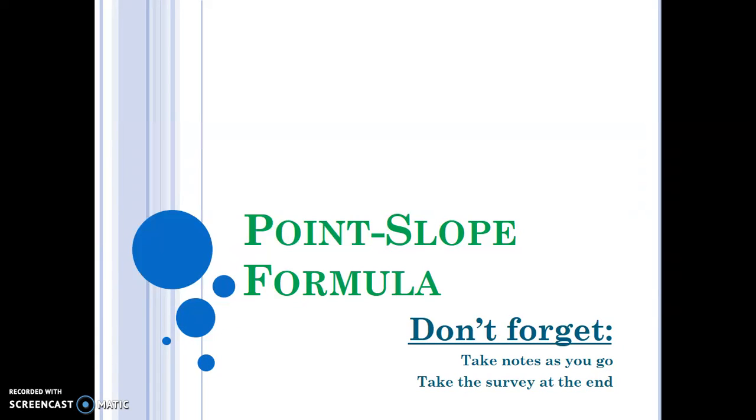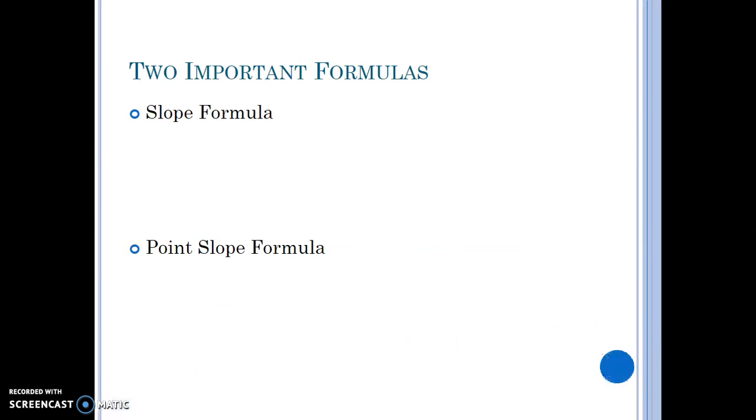Today we're going to be talking about the first part of section 2-4, which is on page 75 in your books, entitled Writing Linear Equations. So today we're going to talk about point-slope formula and the slope that goes with it. Don't forget to take notes as you go and take the survey at the end.